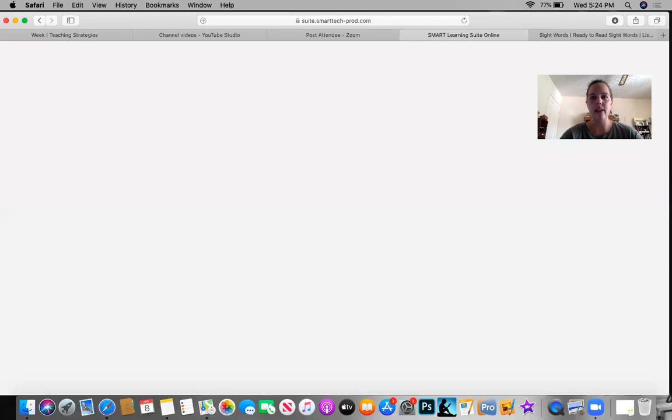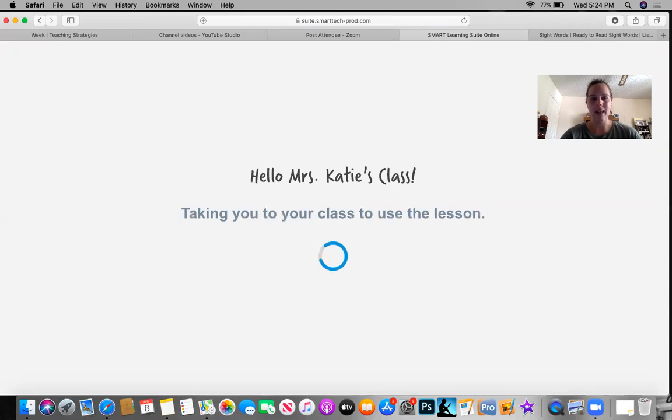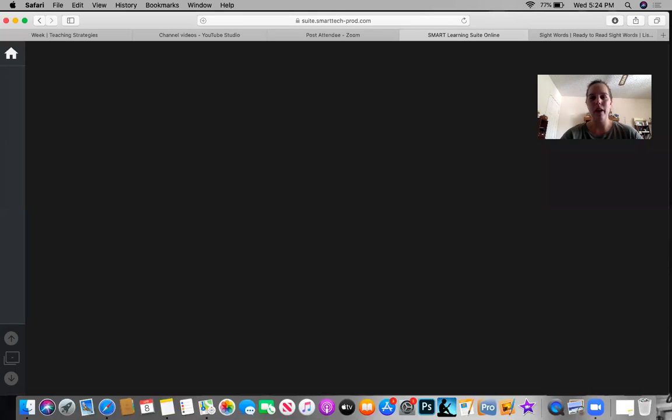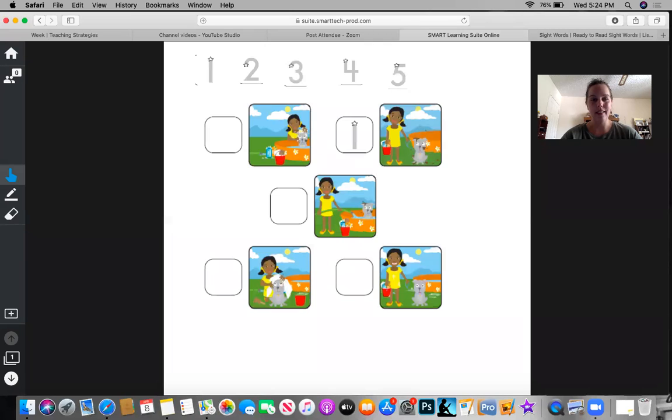All right, this is actually a sequencing activity. So we're going to look at pictures and determine what comes first, second, third, fourth, and fifth. So look at these pictures here. What do you see? Okay, take a peek.